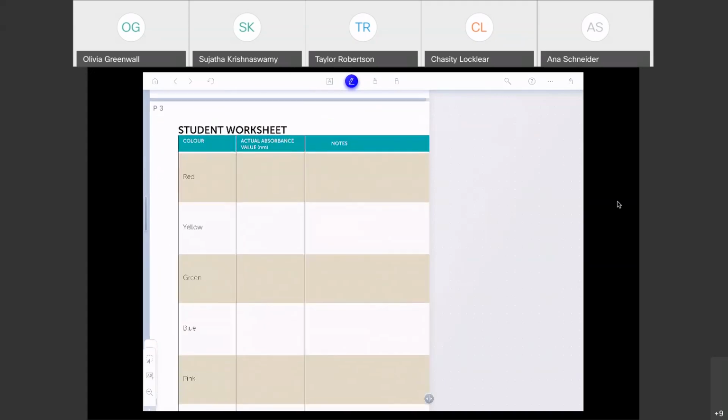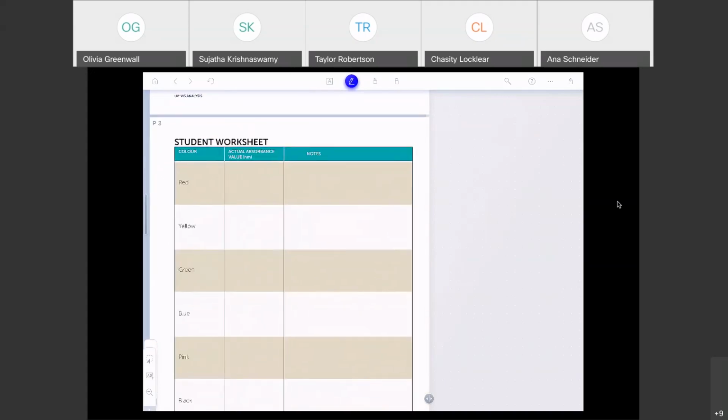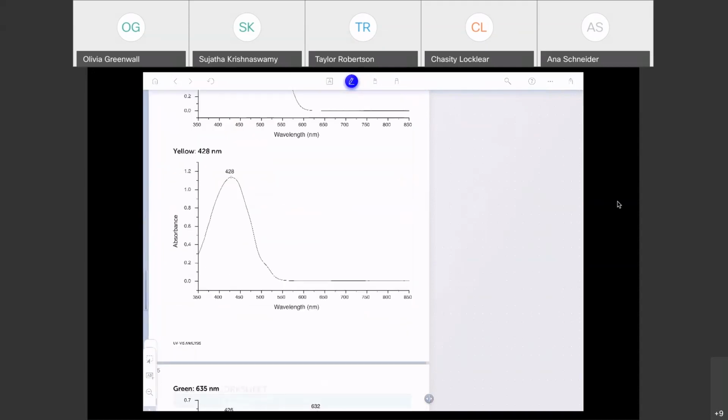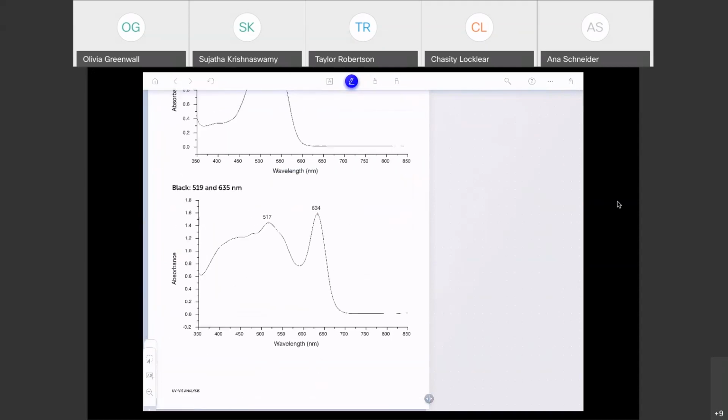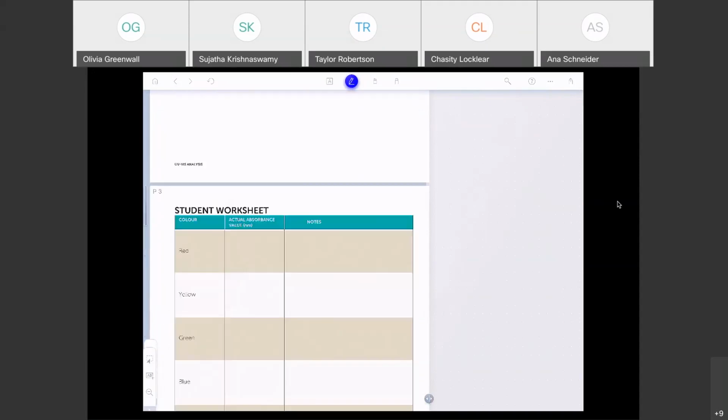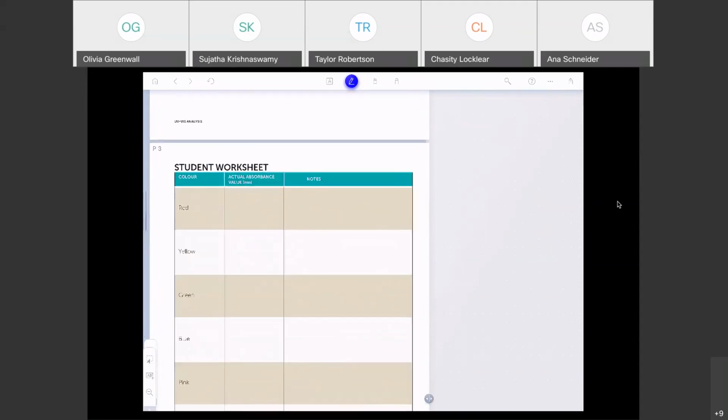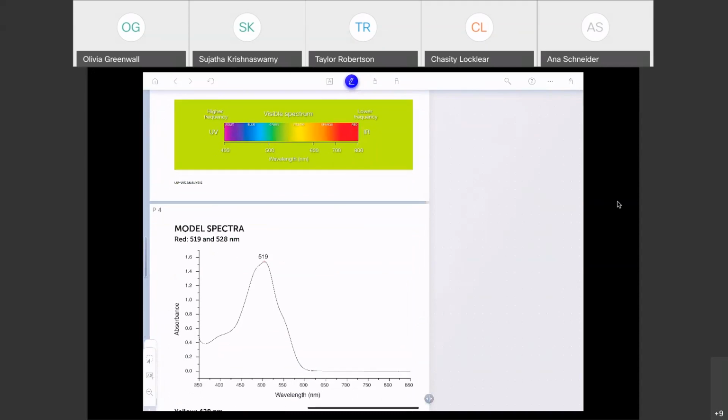So these are your different color dyes. You're going to write down the actual absorbance in your notes. In the lab, you would have taken all these colored dyes and obtained these spectra, but now these spectra are given to you. All right, so let's start with the red. The numbers that you see here are the theoretical. The number you see on top of this graph is the actual absorbance value. That's what you as a student got in the class.